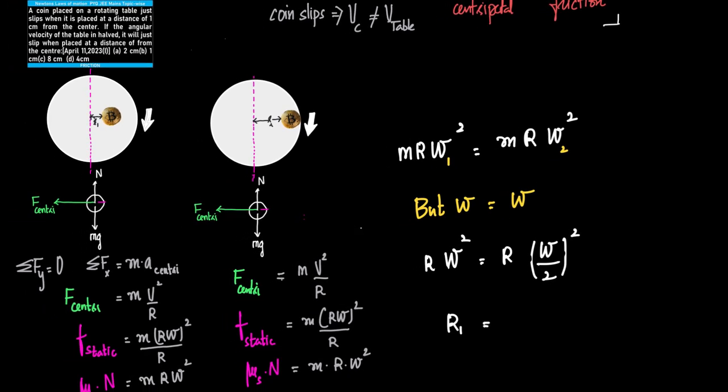All right. According to the question, we've been given two different conditions, right? What is condition number one? Condition number one is that it is placed at a distance of 1 centimeter. What is condition number two? Okay, sorry, both of them are placed at a distance of 1 centimeter from the center. So the second condition: R2 is not equal to R1. There is some displacement from R1. Okay, right.